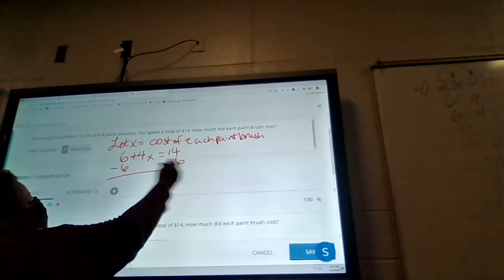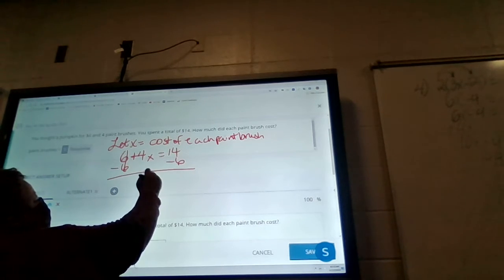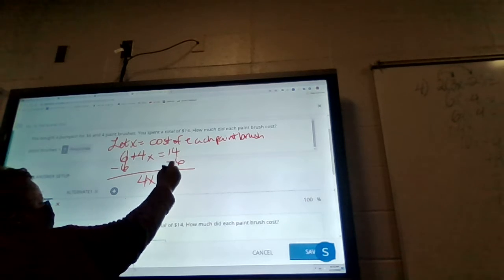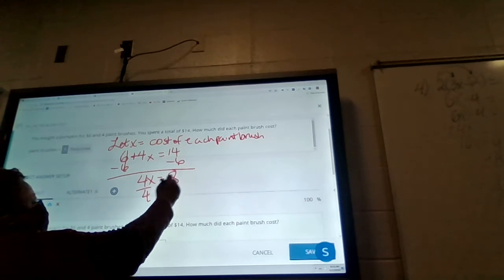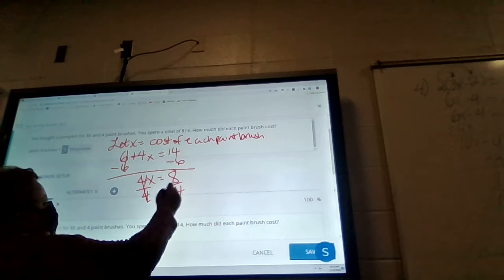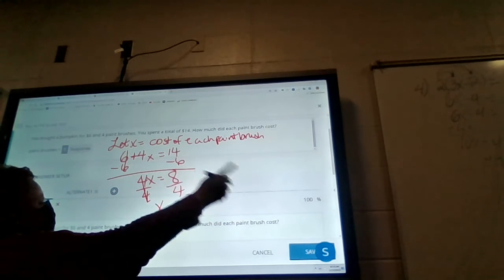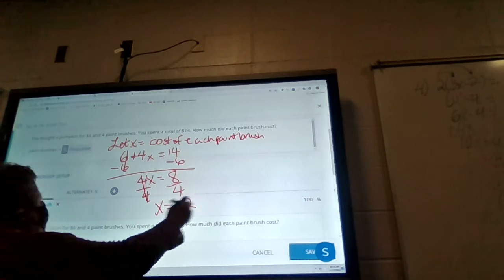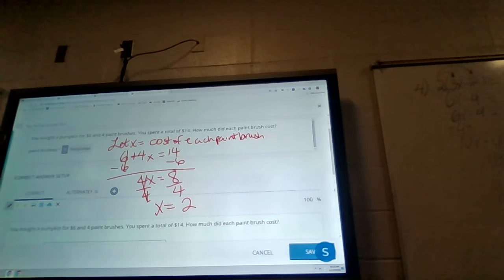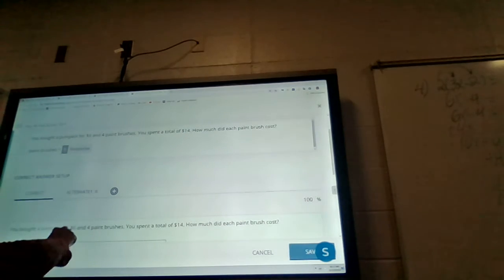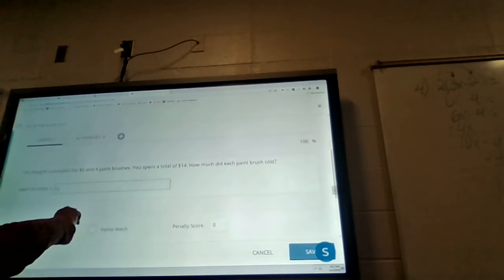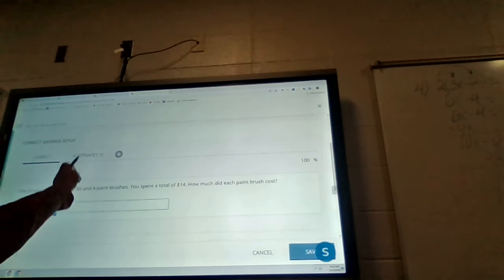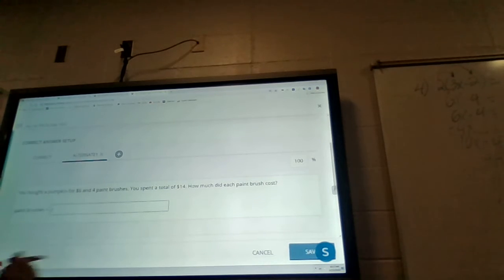Subtract 6 from each side. 4x equals 14 minus 6, which is 8. Then I'm going to divide each side by 4, and x is equal to 2. So we spent $2 for each paintbrush. And you could have logicked it out, and we did put the dollar sign in there, and then we did put that one in there in case.